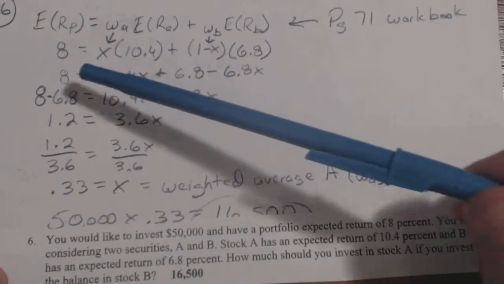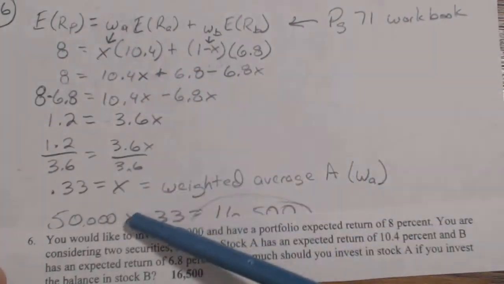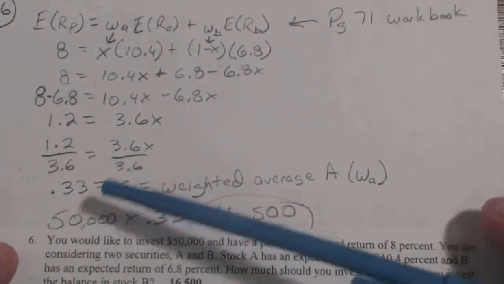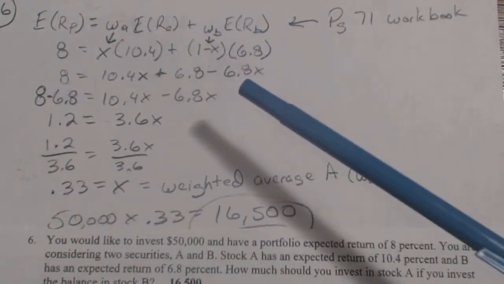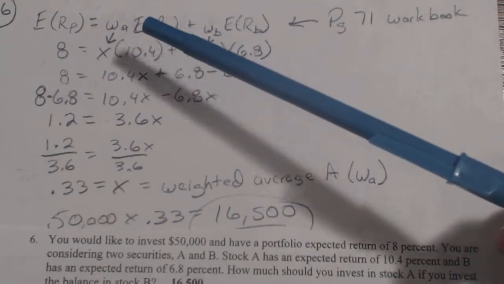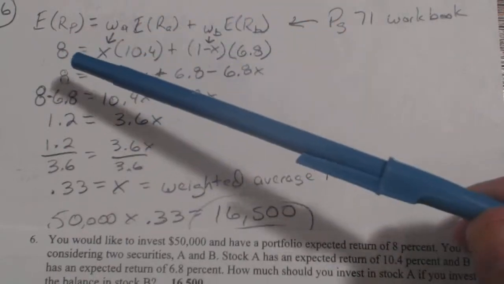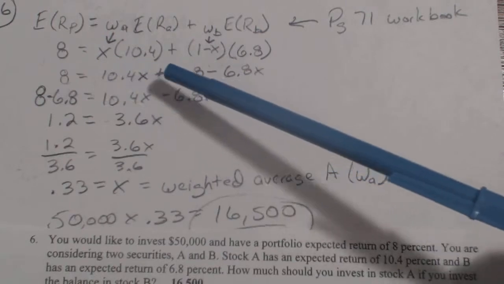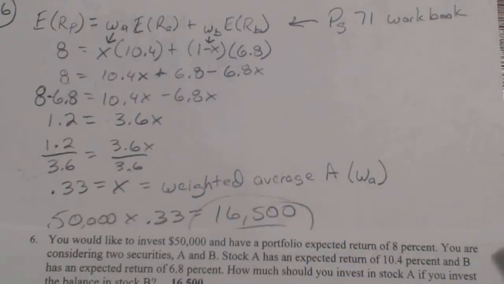Same basic formula, except it's expected return on the portfolio, where before it was the return on the portfolio because you had actual weighted averages and you had expected returns. But it's the same basic formula. Just have to do a little bit of old algebra, and that's the answer.